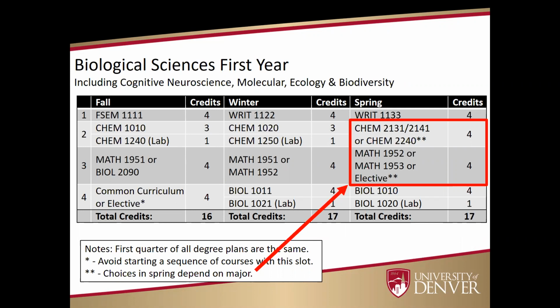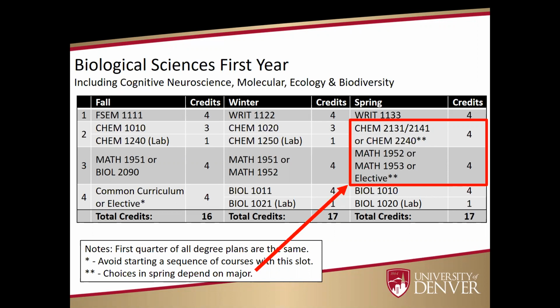Those are listed at the top. We have a general biology degree, a molecular biology degree, and an ecology and biodiversity degree, as well as a cognitive neuroscience concentration. If you are interested in any of those, this first year sequence looks exactly the same for any of these degrees. So to review, for fall, your registration will include your FSEM.